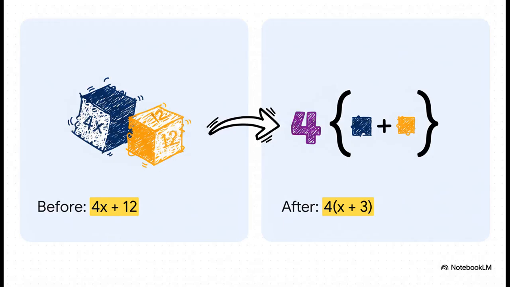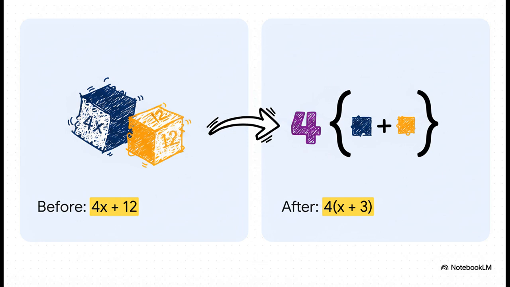Let's look at a super simple example here. On the left, we've got 4x plus 12. So ask yourself, what's the biggest number that goes into both 4x and 12? Well, it's 4, right? So we just pull that 4 out to the front. And then whatever's left inside the parentheses is just what you get when you divide each of those original parts by 4. See that? So much cleaner.